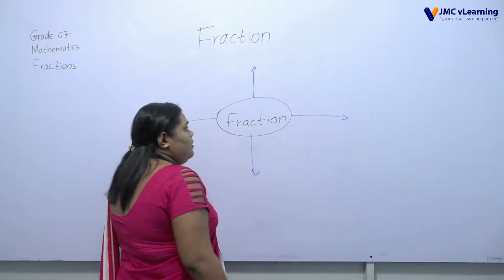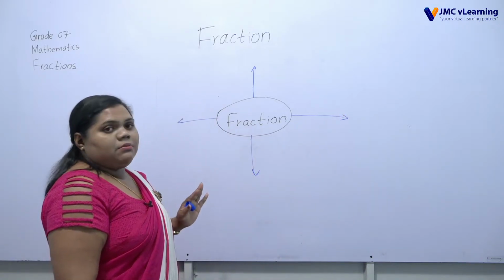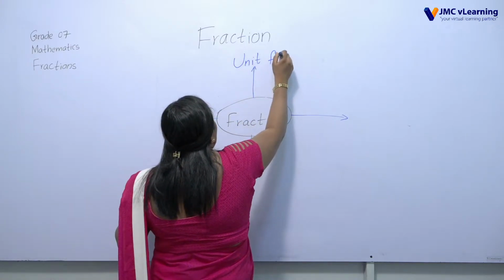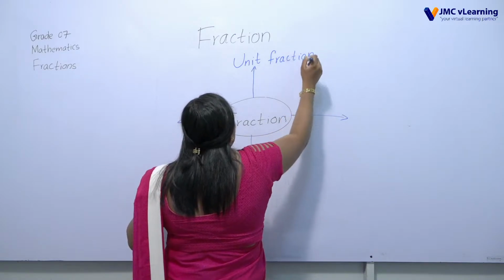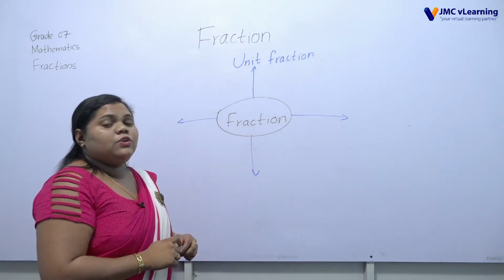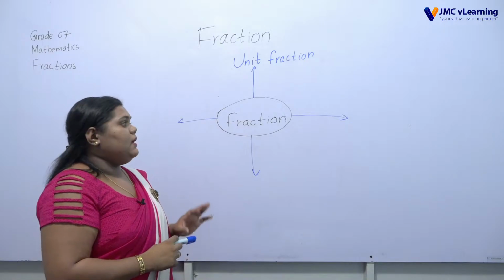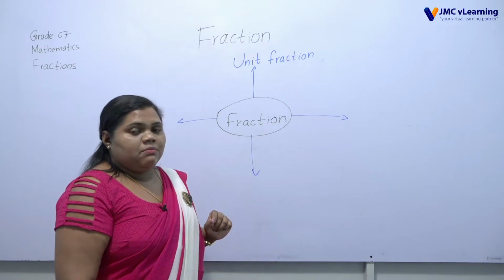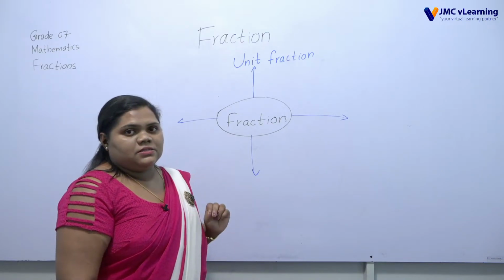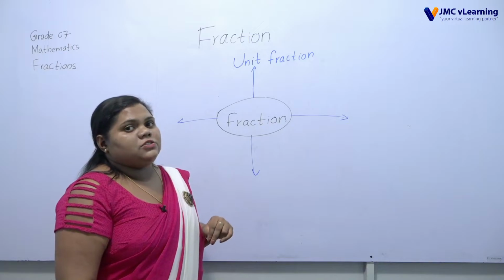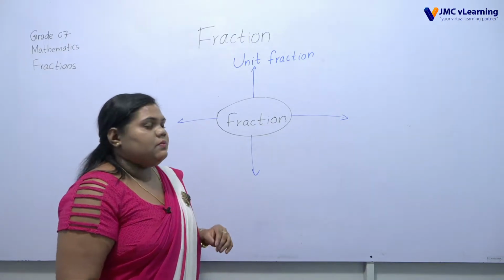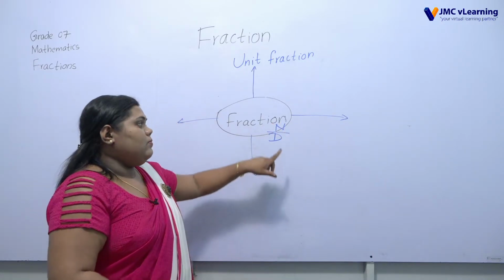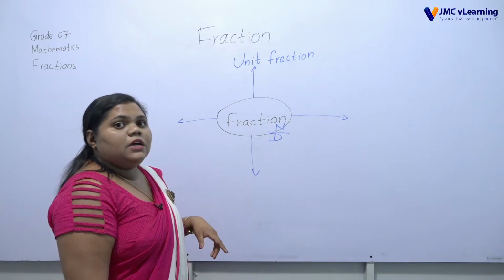Now let's discuss them one by one. First I will start with unit fractions. Before that, you want to know that a fraction mainly has 2 parts. You have learned them in grade 6 also. What are they? Denominator and numerator. Down one is the denominator, up one is the numerator.